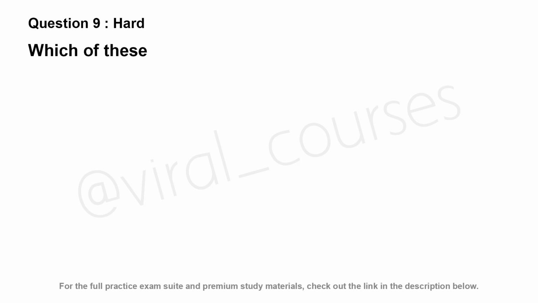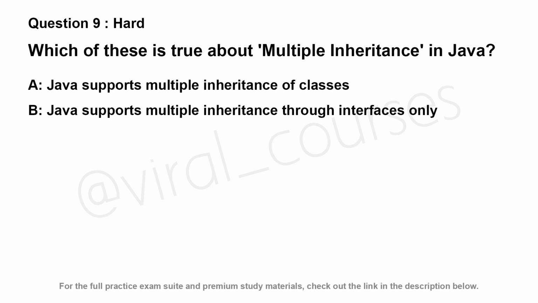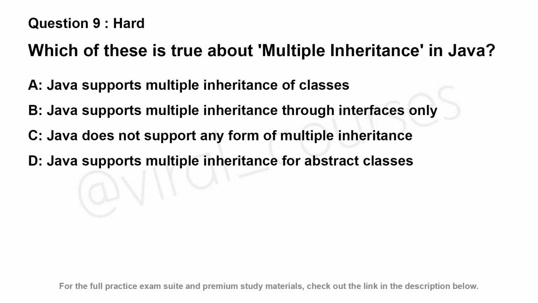Which of these is true about multiple inheritance in Java? Option A. Java supports multiple inheritance of classes. Option B. Java supports multiple inheritance through interfaces only. Option C. Java does not support any form of multiple inheritance. Option D. Java supports multiple inheritance for abstract classes.